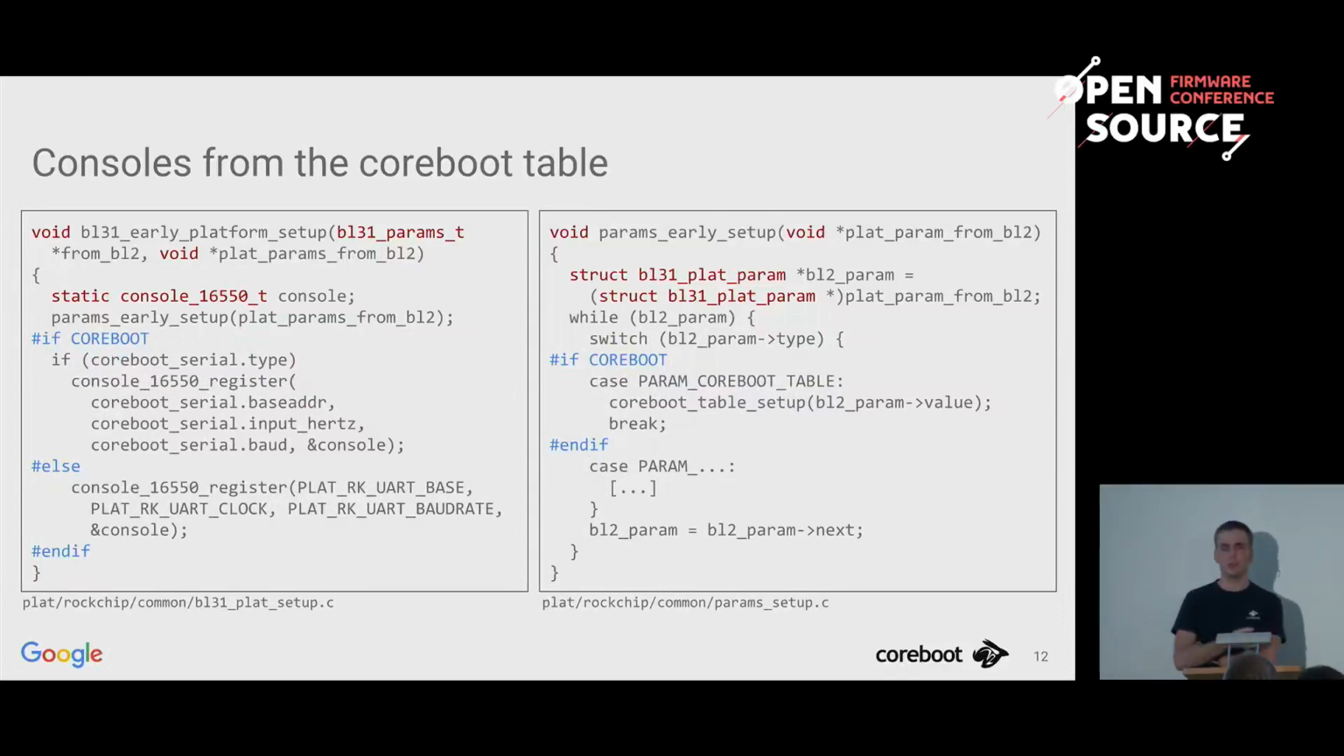So if you have a CBMEM console in coreboot, then information about that is passed in the coreboot table, and then Trusted Firmware will automatically register a console driver for that. And then once you boot into userland, you can dump the CBMEM console and see all the Trusted Firmware logs right after the coreboot logs.